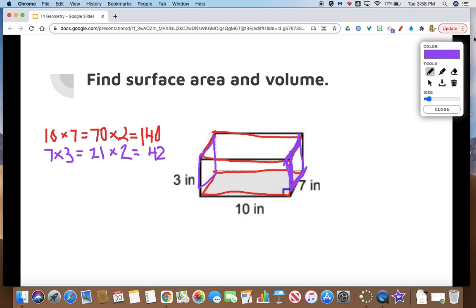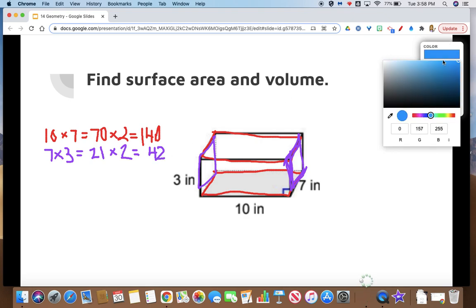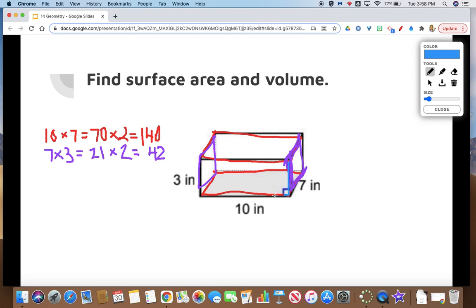We have one last set of sides, the front and the back, this front piece and the back piece at the back. What are the dimensions of those rectangles? 3 and 10. I multiply those together to get 30. I have 2 of those rectangles with an area of 30, so I double that to get 60.